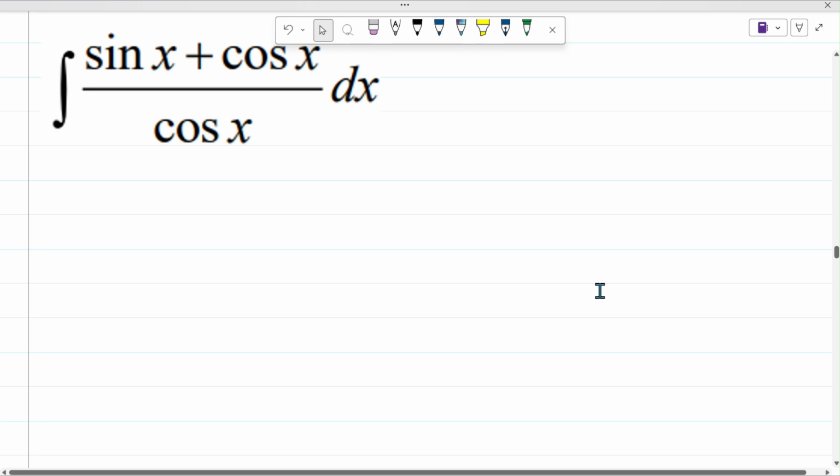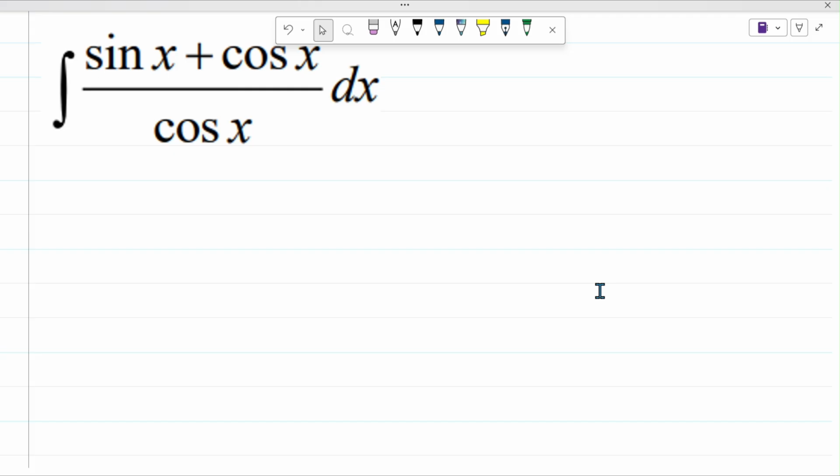Let's see. So now we've got ourselves another integral, which is as follows: the integral of (sine x plus cos x) divided by cos of x dx. So what can we do?